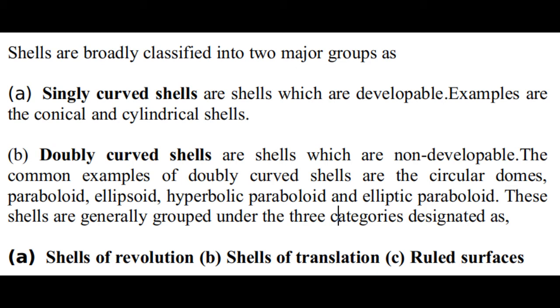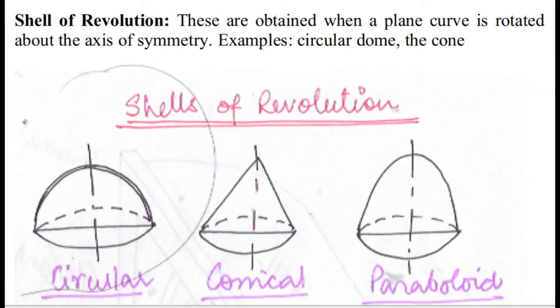These shells are further grouped under three categories. Number 1, shells of revolution. Number 2, shells of translation. And number 3, ruled surfaces. So now let us have a look at their details. That is, what is shells of revolution?